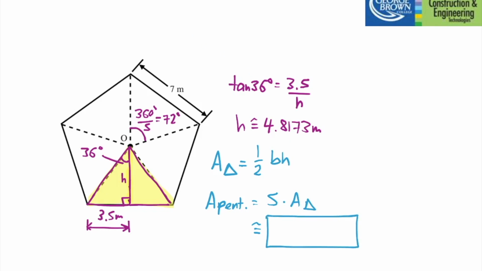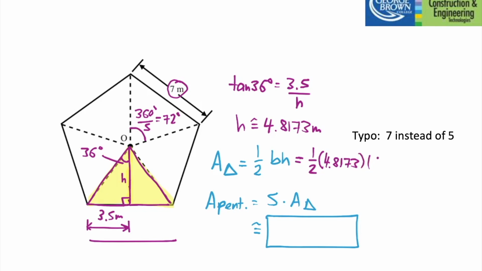So let's go through that. In this case, the base of the triangle is not 3.5, it's actually 7. It's the whole thing. And of course that's 7 meters. So the base is 4.8173 and the height is 5. And when you compute that, you should get around 16 or 17, I think. I'm just going to check it on my calculator. I got 16.861. The units are in meters squared.